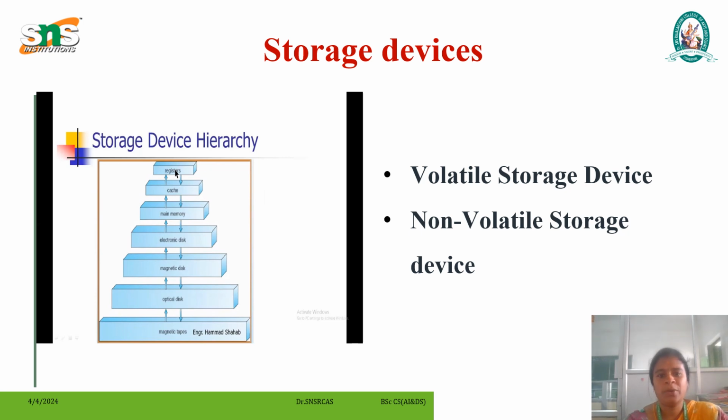There are two types of storage devices. One is the volatile storage device; it loses its contents when the power to the device is removed. The other is the non-volatile storage device; it does not lose its content when its power is removed. It holds all the data when its power is removed.